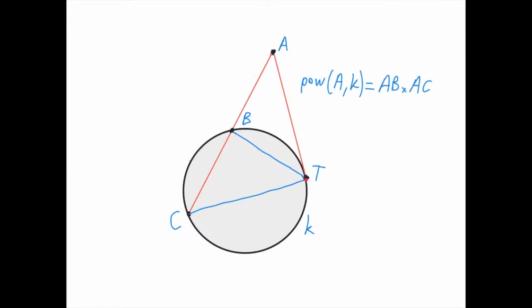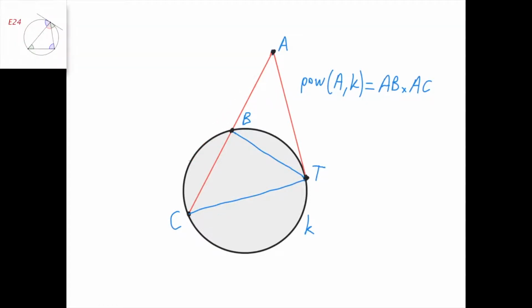I'm going to connect this segment and this segment, and now I'm going to use the alternate segments theorem, which tells us that this angle equals this angle because they both correspond to this arc. Aha! Now we see the similar triangles. Triangle ATB is similar to triangle ACT because this angle equals this angle, and this angle is common in both triangles. Similar triangles have proportional sides, and so AT divided by AC equals AB divided by AT.